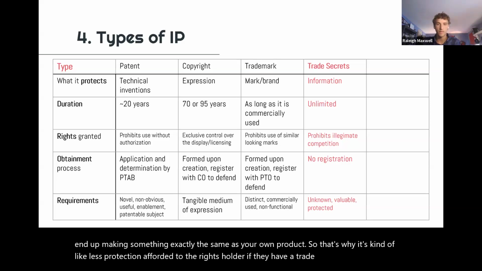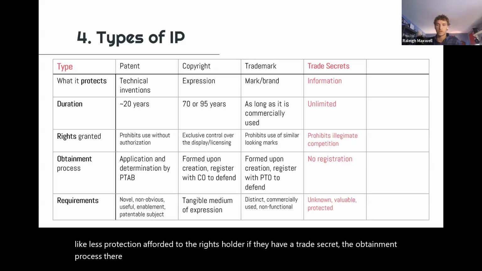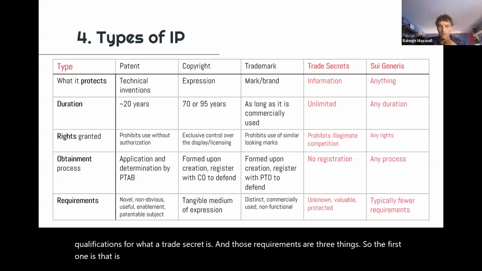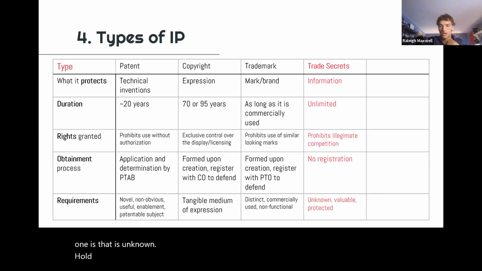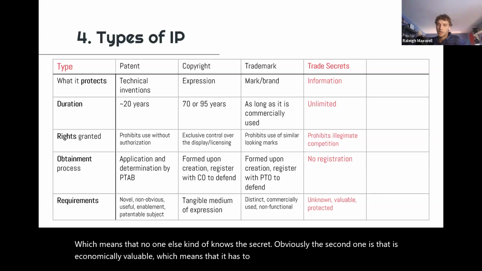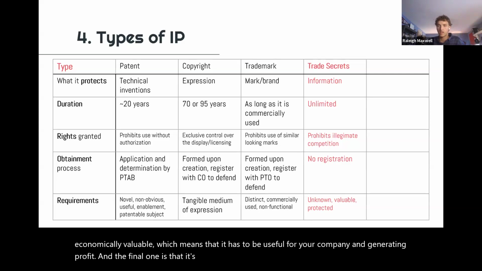That's why there's less protection afforded to the rights holder if they have a trade secret. The obtainment process: there is no registration. You can defend it without registering. It just has to meet the qualifications for what a trade secret is. Those requirements are three things. The first requirement is that it is unknown, which means that no one else knows the secret, obviously. The second is that it's economically valuable, which means that it has to be useful for your company in generating profit. And the final one is that it's actively protected as a secret by the owner.